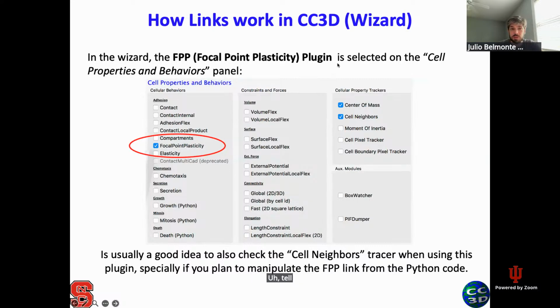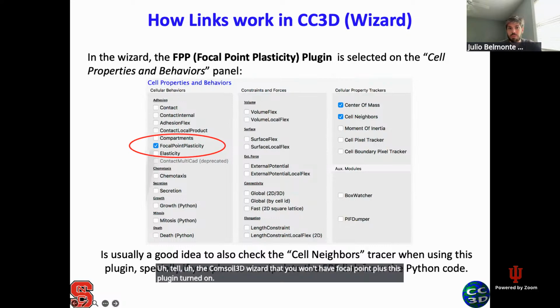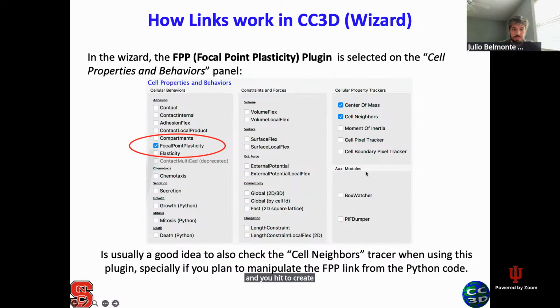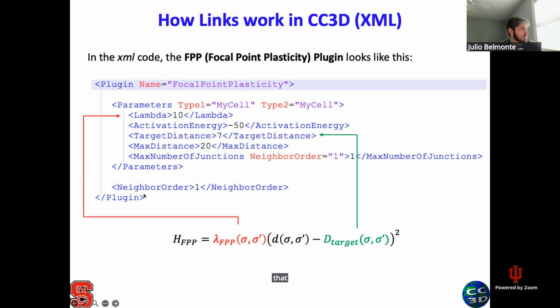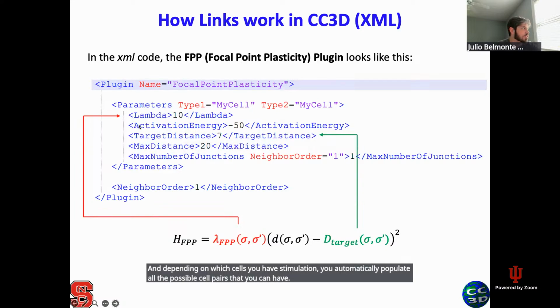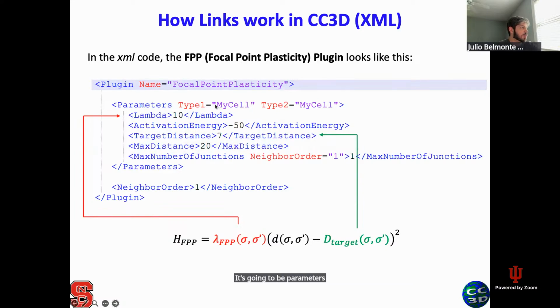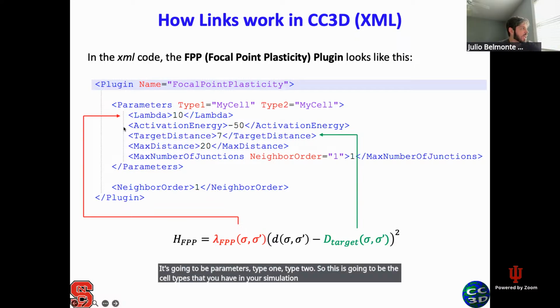Okay, so once you tell the CompuCell3D wizard that you want to have the focal point plasticity plugin turned on, and you hit create a simulation, you see towards the end of the simulation a lot of plugins with comments that look like this. You have a plugin named focal point plasticity, and depending on which cells you have in the simulation, it automatically populates all the possible cell pairs that you can have. So it's going to be parameters, type 1, type 2. So these are going to be the cell types that you have in your simulation. And then you have all these parameters that you can choose for the specific pair.